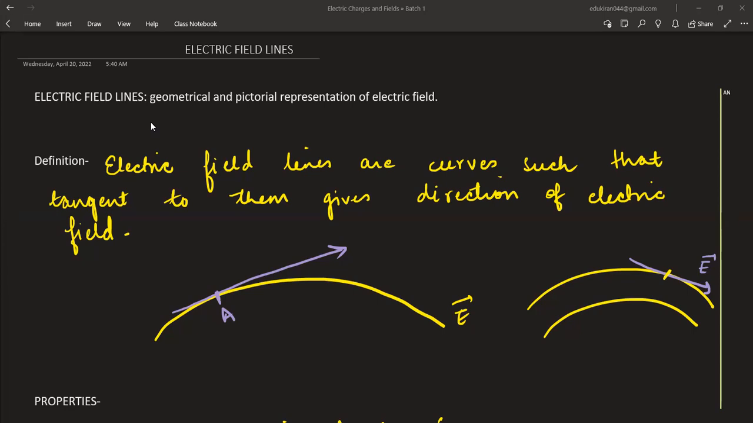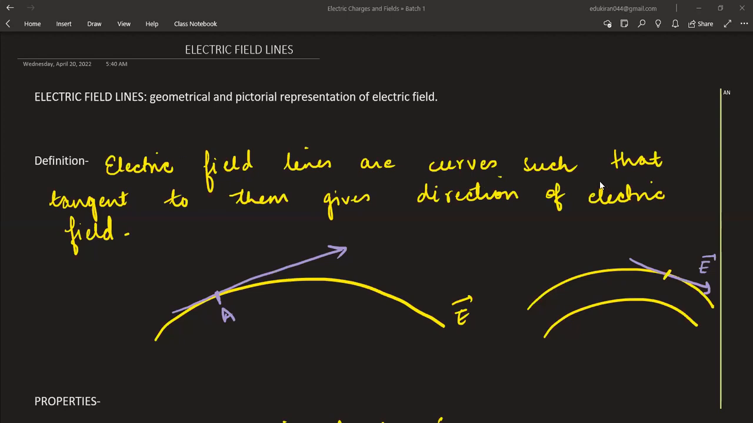Whenever a question comes from electric field lines, write it down somewhere that you have to mention all the properties unless stated. If it is stated, just mention 2 properties, 3 properties, 4 properties, that's a different thing. But if it's not mentioned, you have to list all the properties of electric field lines. Depends on the marks: if it's a longer mark question, write everything in detail. If it's a short marker question, write it briefly, but you have to mention all the properties.